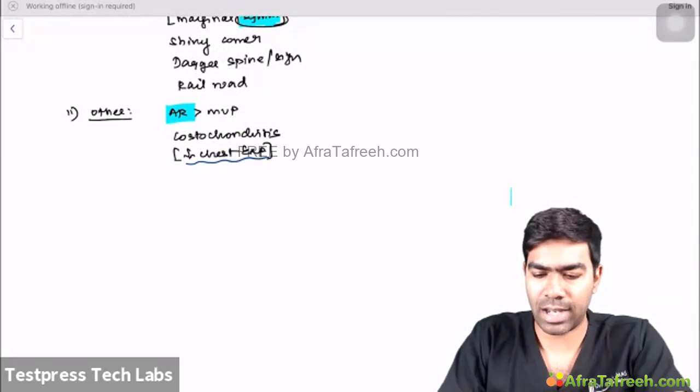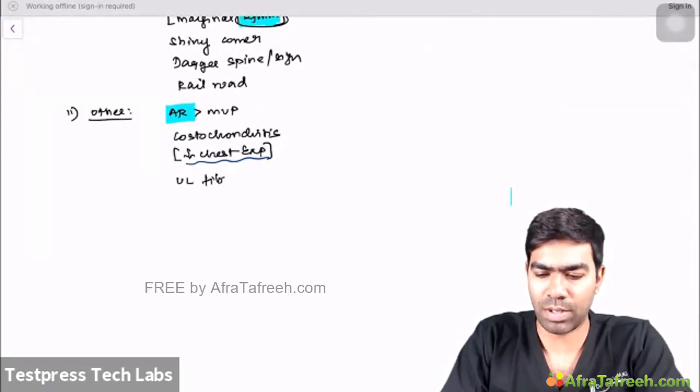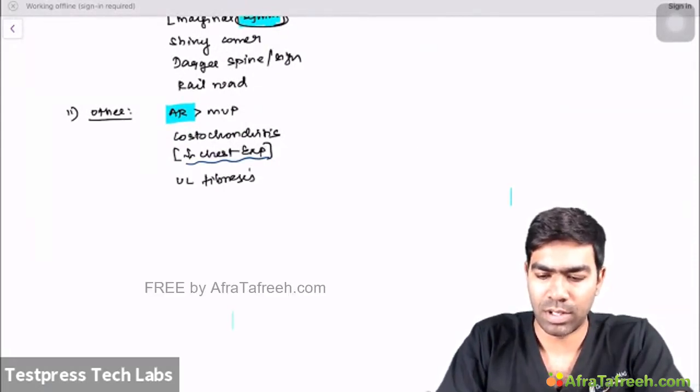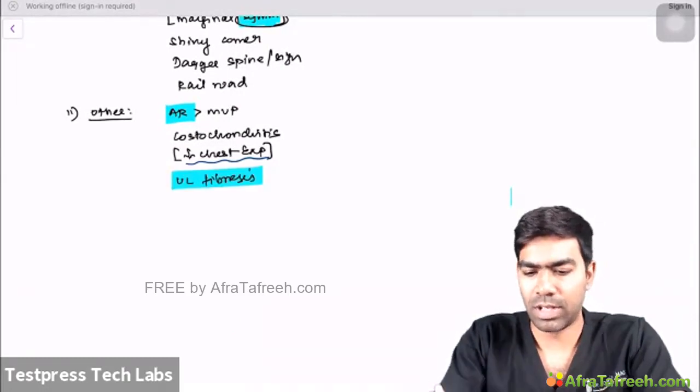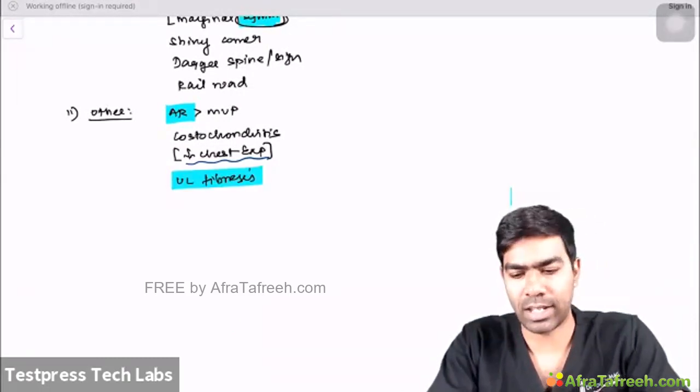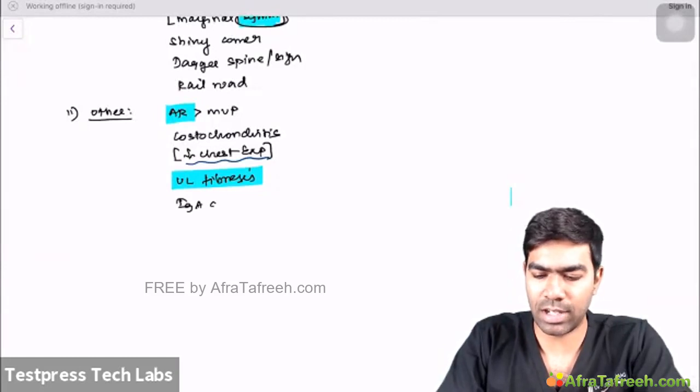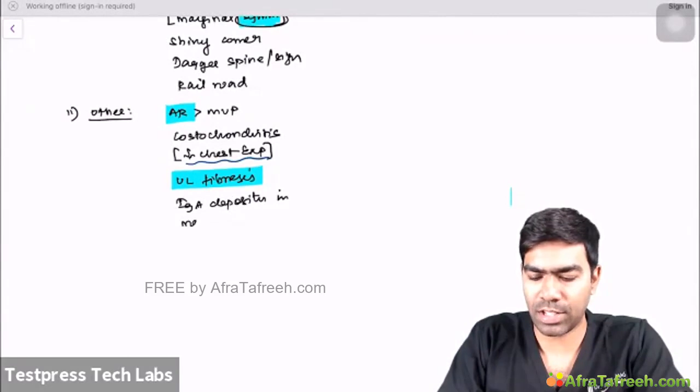And apart from that, they can have upper lobe fibrosis. One of the important causes of upper lobe fibrosis is ankylosing spondylitis once again. And they can cause IgA deposition in the kidneys, IgA deposition in the mesangium.